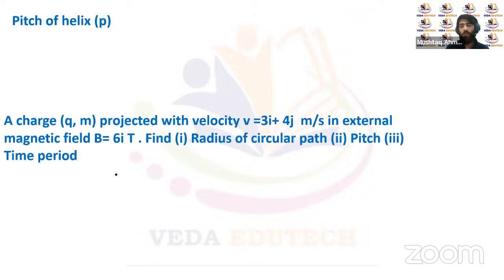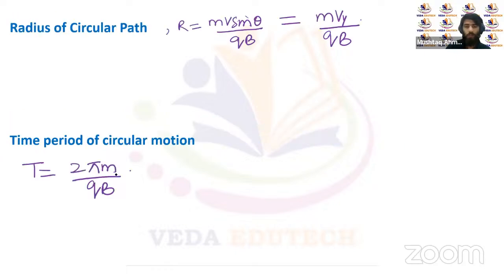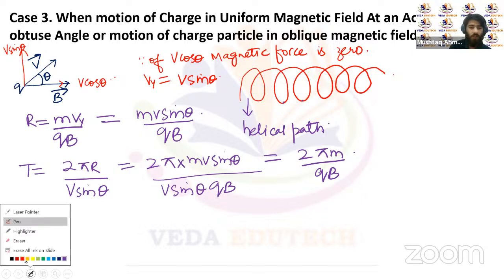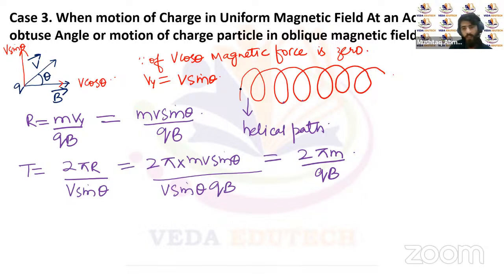Now the question is the pitch of helix, or what we call as pitch. How do we define the pitch, right? So pitch is actually the horizontal distance traveled by this particle, right? This is the axis of helix, right? You can see here, this is the axis of helix. It means this particle is also moving in a circular path, but continuously moving along a horizontal direction as well, right?